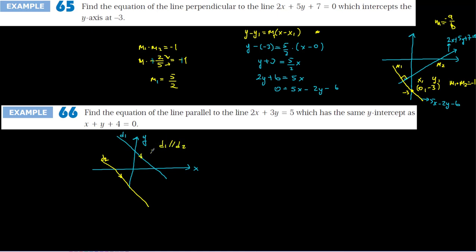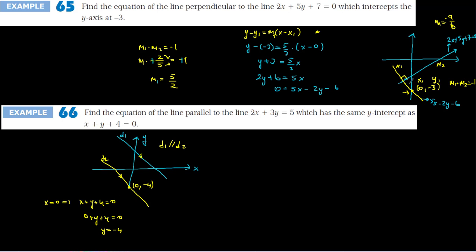And the second piece of information given to us is that it passes through the same y-intercept as x plus y plus 4 is equal to 0, which means that y is equal to minus 4 here. If you are looking for the y-intercept, you know that x is equal to 0, it has to be. And then if x is equal to 0, then 0 plus y plus 4 is equal to 0, y is equal to minus 4. So the y-intercept is going to be equal to minus 4.